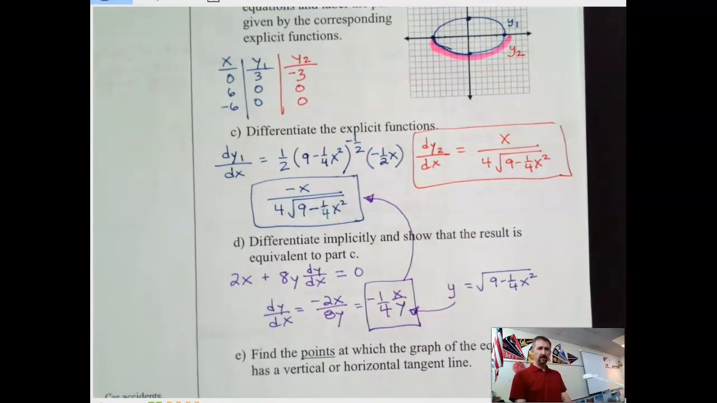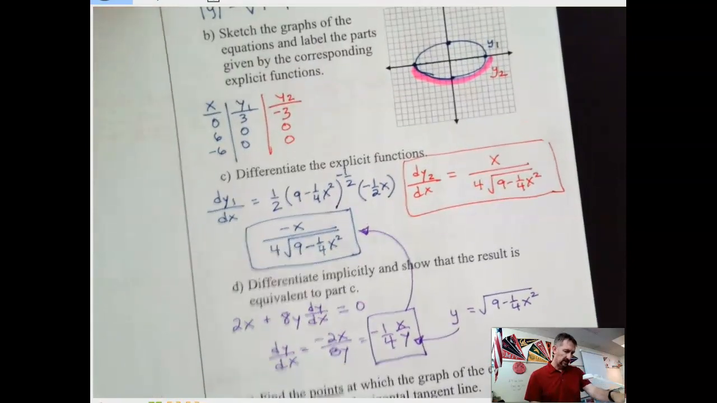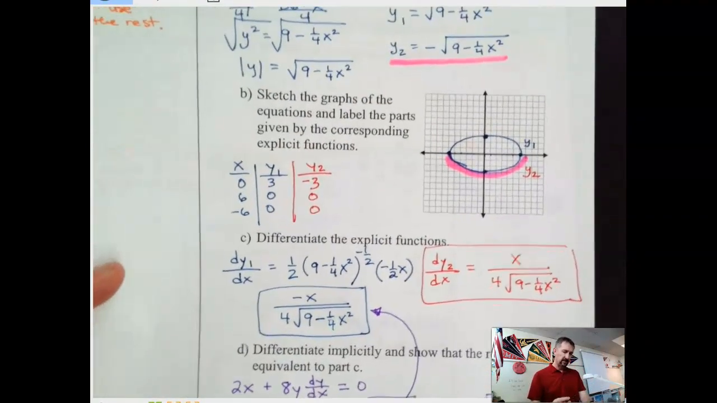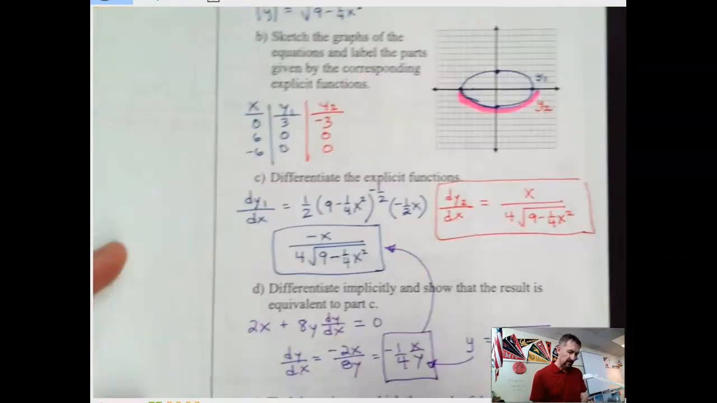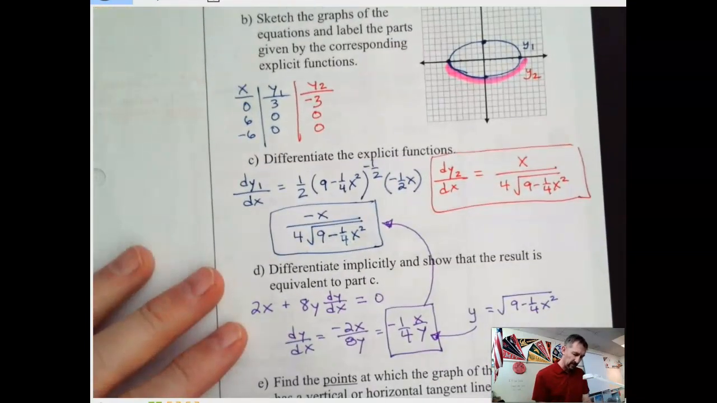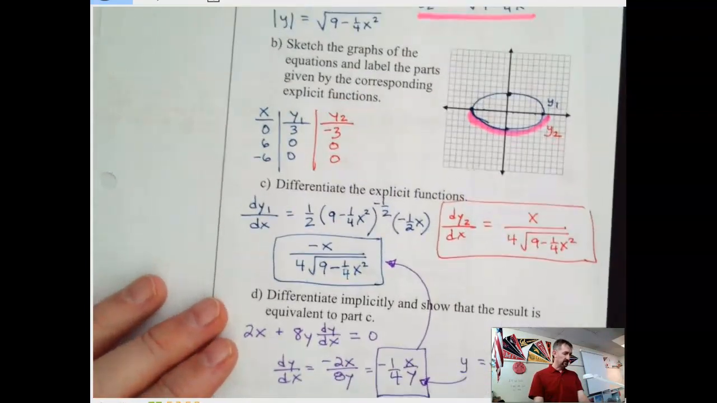Okay, last one. Find the points at which a graph of the equation has vertical or horizontal tangent lines. They said vertical first, so let's do vertical. If we want a vertical tangent, that means we want dy/dx to be dividing by 0. That's how you get a vertical tangent.